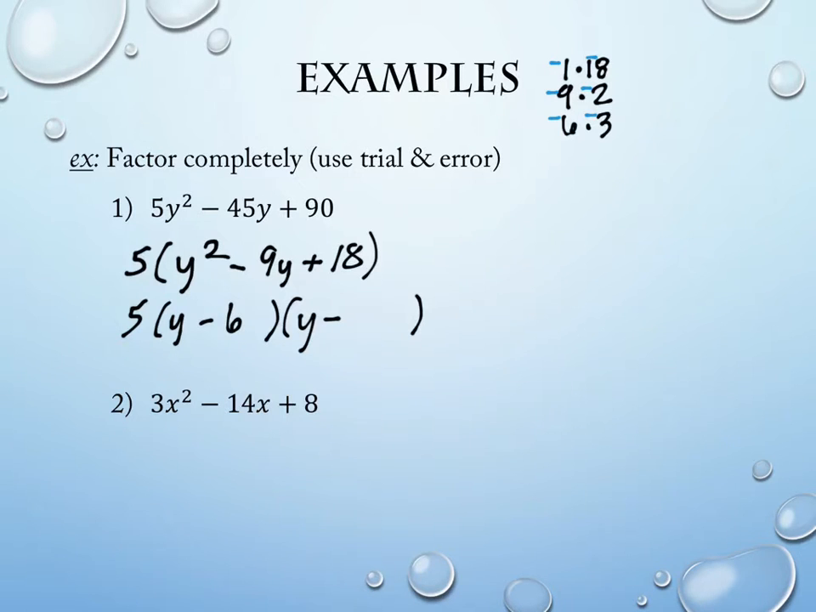They're 6 and 3. Okay, so the trial and error part when I have a coefficient of 1 is not too bad. It's going to be harder in a minute when I don't. Any questions on this one before I move on?